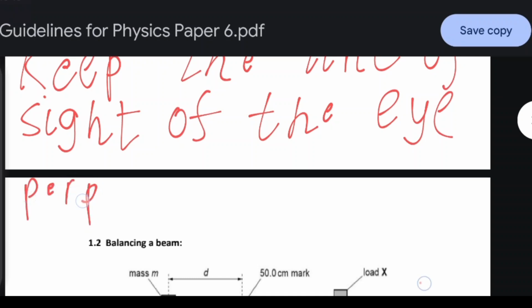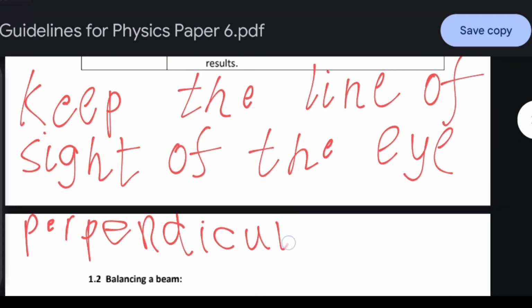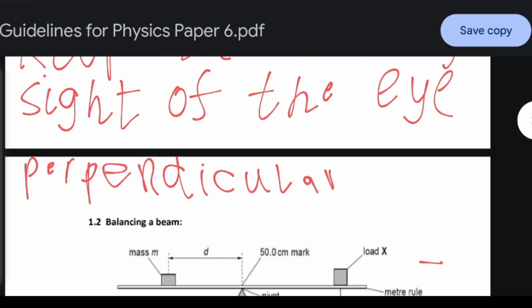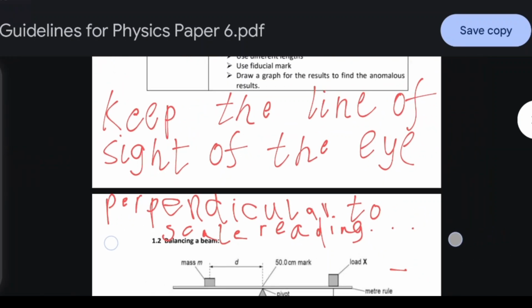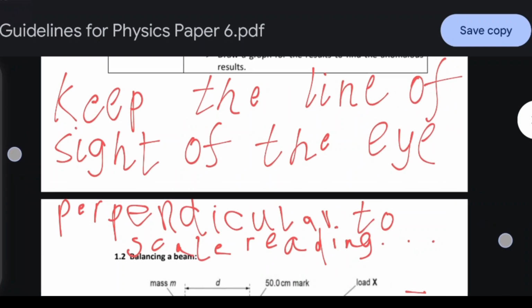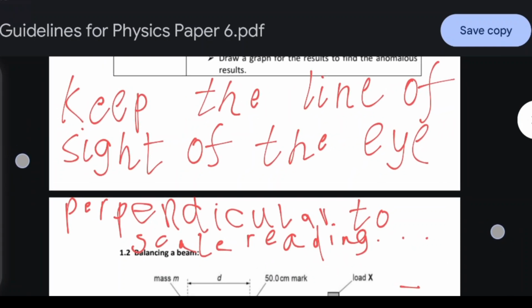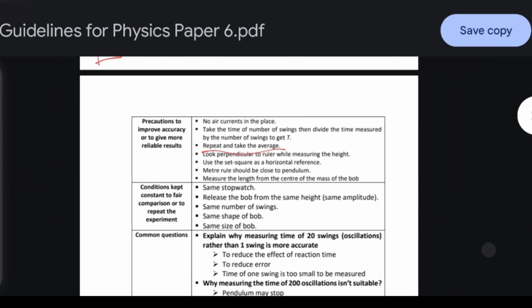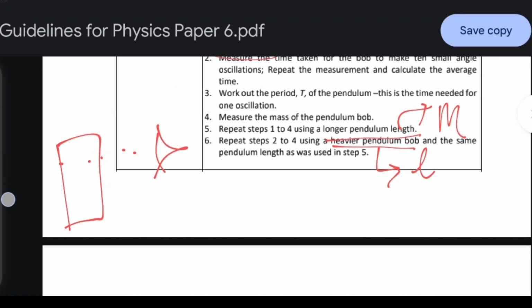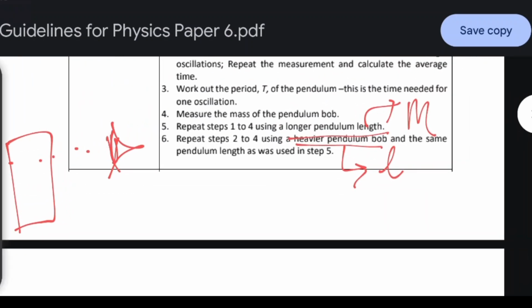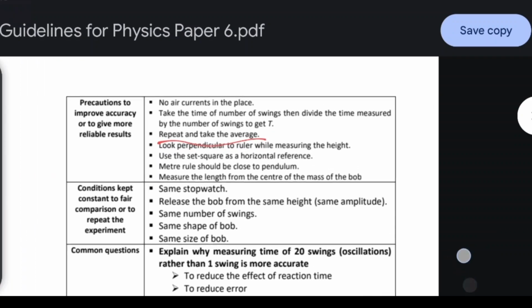Perpendicular means at right angle. Perpendicular to scale reading. Why? To avoid parallax error. So learn this line by heart: keep the line of sight of the eye perpendicular to the scale reading, and the reason is to avoid parallax error. If they ask you to draw a diagram, just draw the eyeball. Anyway, look perpendicular.